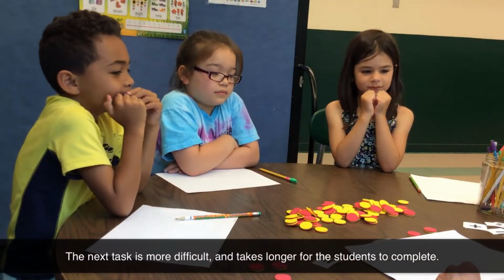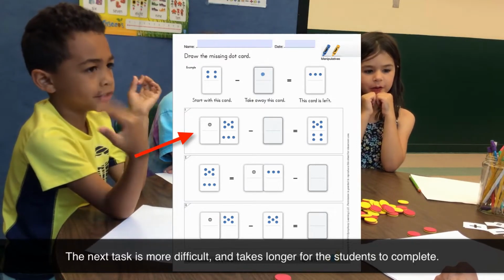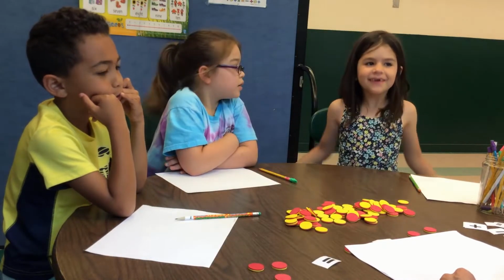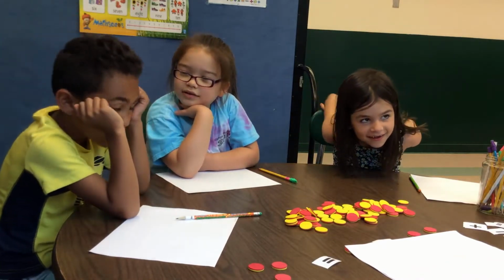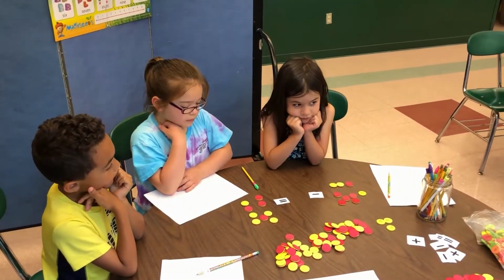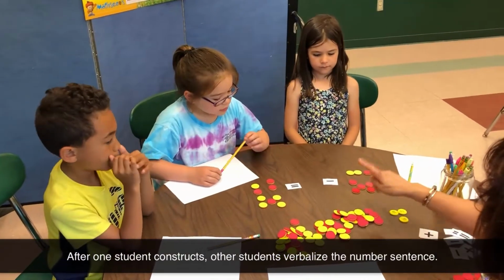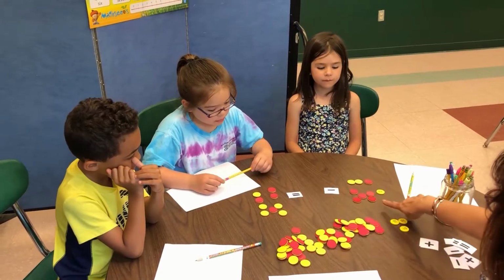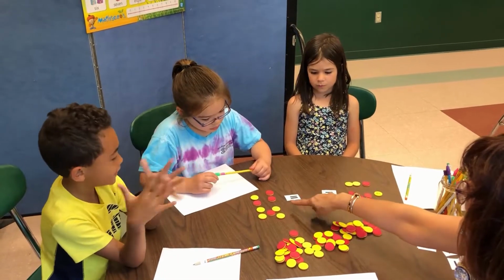How many is here? 18. That's 10 and 8, so it's 18. Minus something equals 9. That's our question. Kaylee, can you read the sentence to me so far? 18 take away blank equals 9. Good. Dominic, can you read it to me? 18 minus blank equals 9.